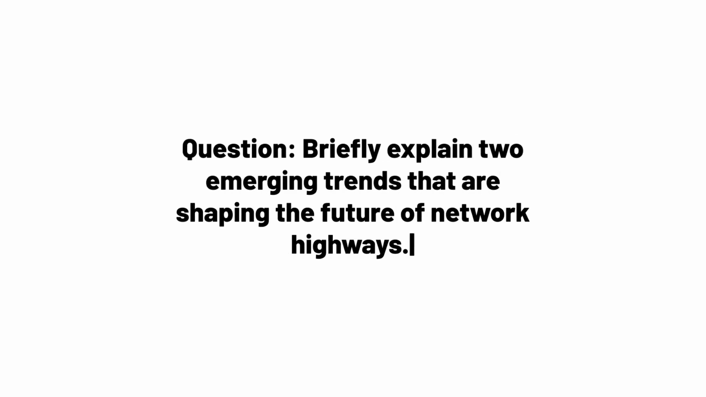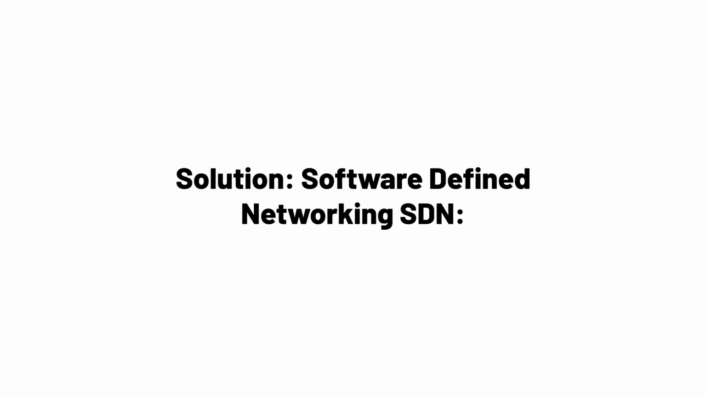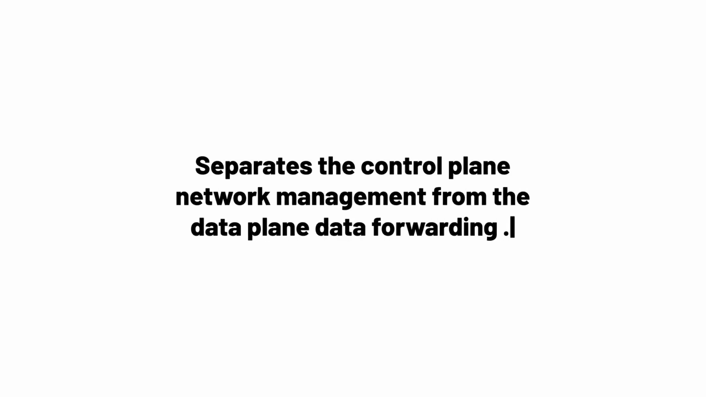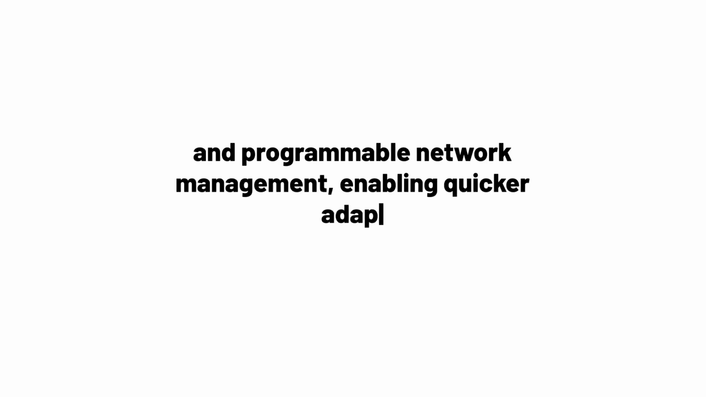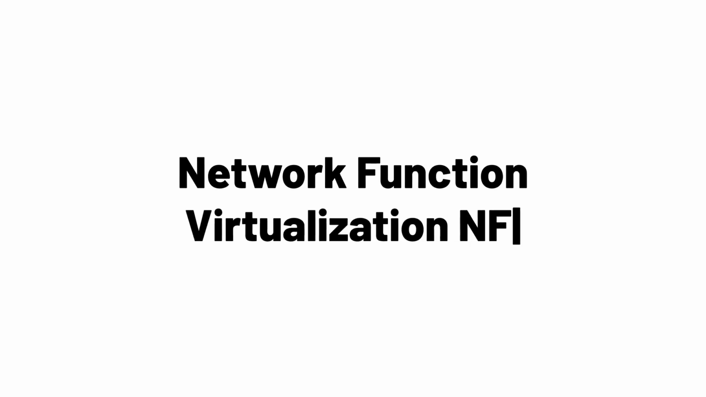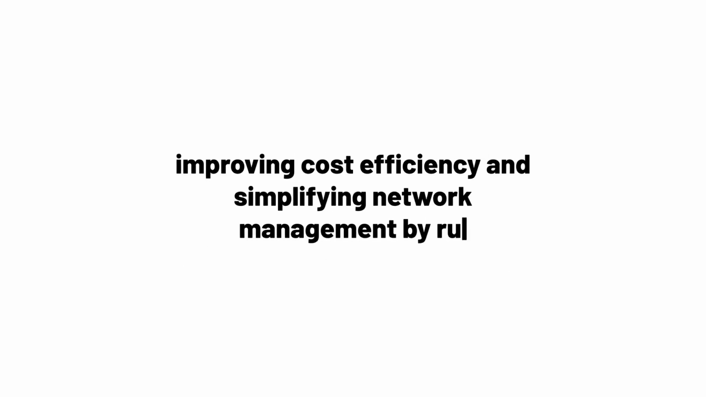Question: briefly explain two emerging trends that are shaping the future of network highways. Solution: software-defined networking (SDN) separates the control plane, network management, from the data plane, data forwarding. This allows for more flexible and programmable network management, enabling quicker adaptation to changing network demands. Network function virtualization (NFV) virtualizes network functions traditionally performed by dedicated hardware appliances, improving cost efficiency and simplifying network management by running these functions on standard servers.